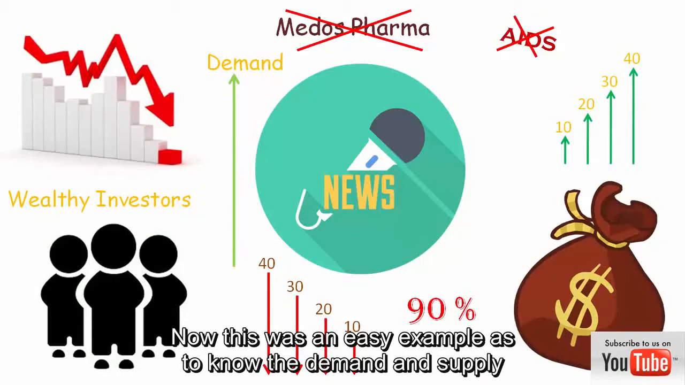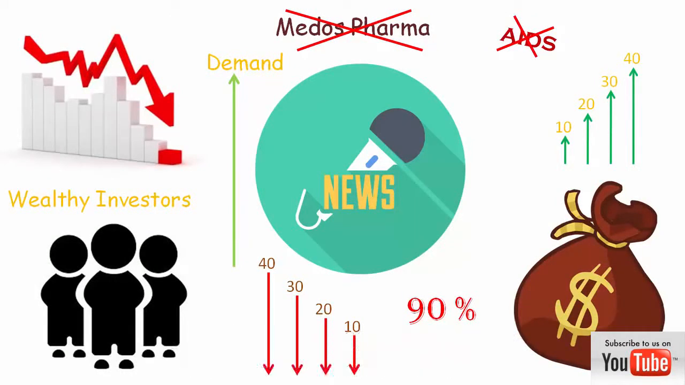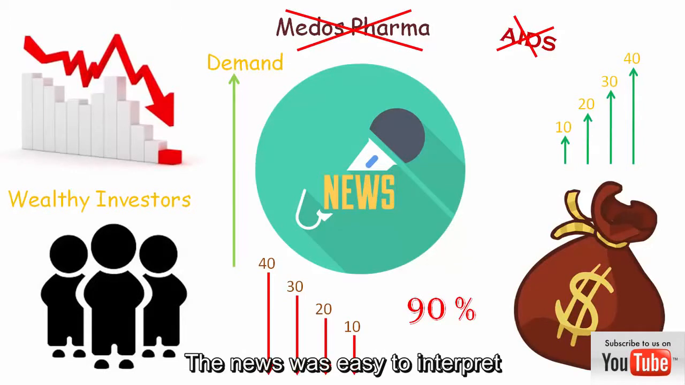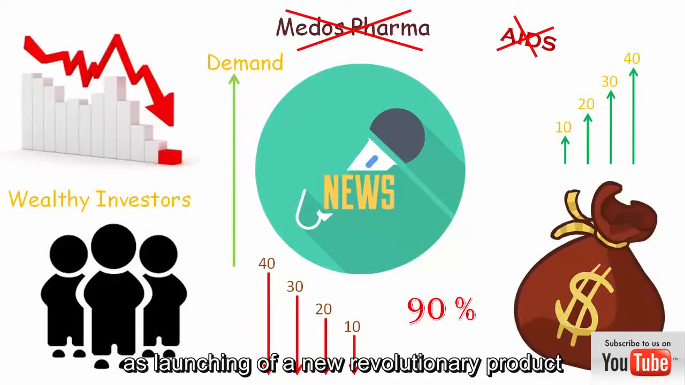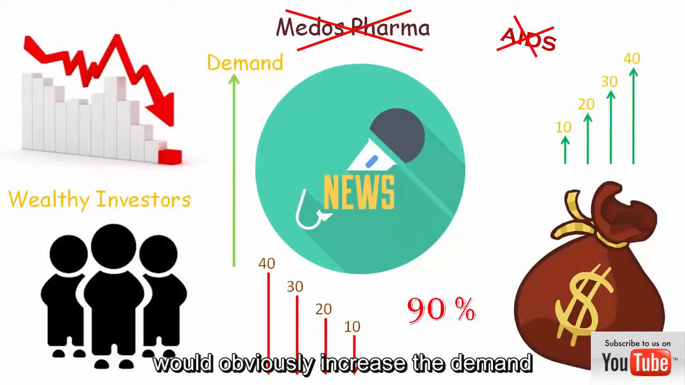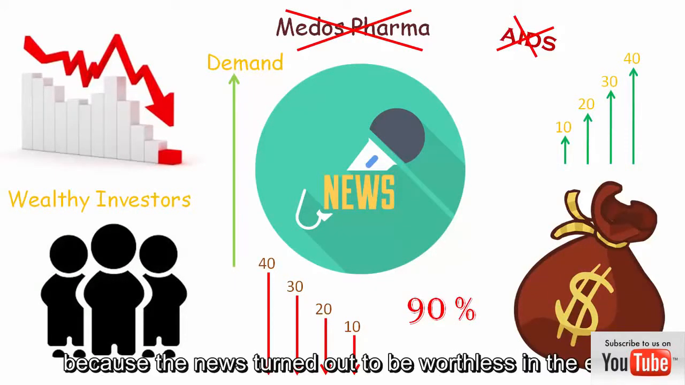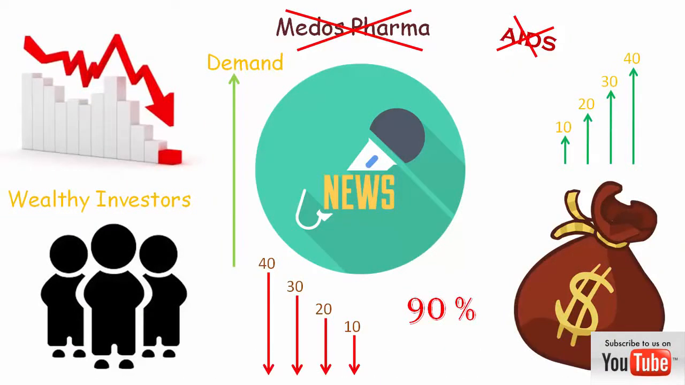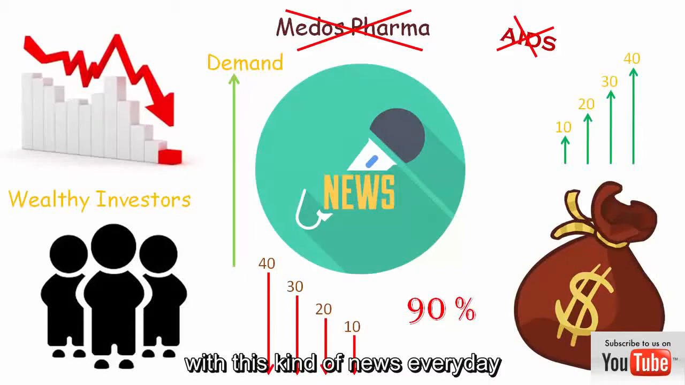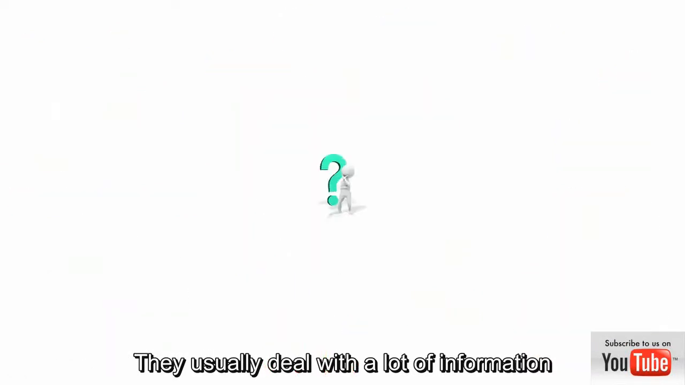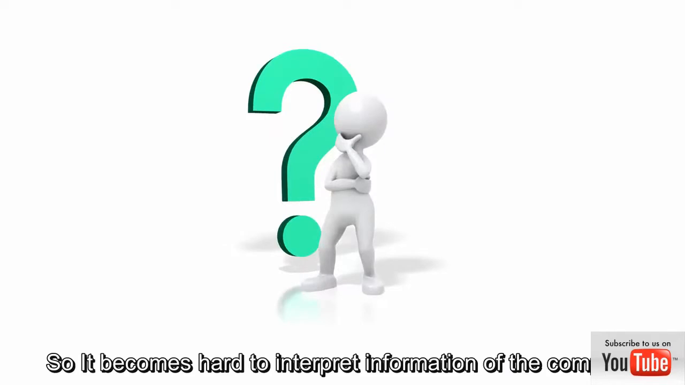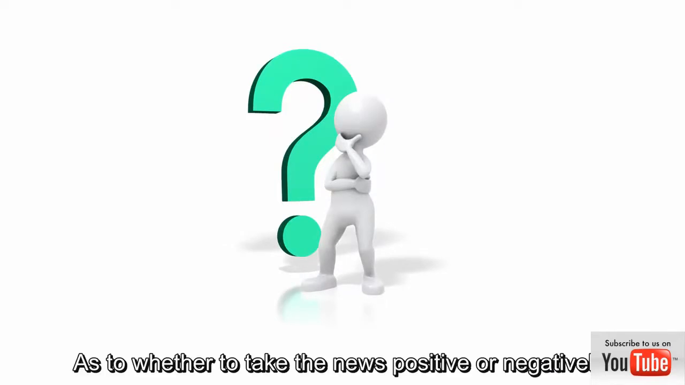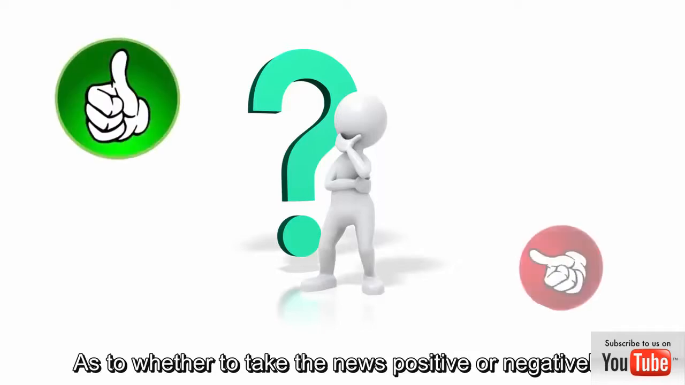Now, this was an easy example to understand demand and supply, but it's not that simple, because the news was easy to interpret. Launching a new revolutionary product would obviously increase the demand, while on the other side, nobody will buy the company's stock because the news turned out to be worthless in the end. But in real life, people don't deal with this kind of news every day. They usually deal with a lot of information. So it becomes hard to interpret information about the company as to whether to take the news positively or negatively.